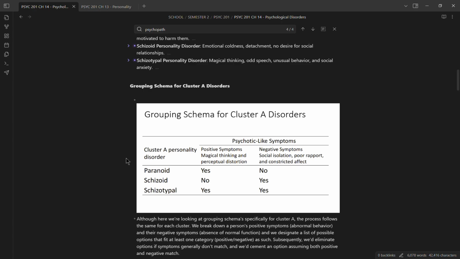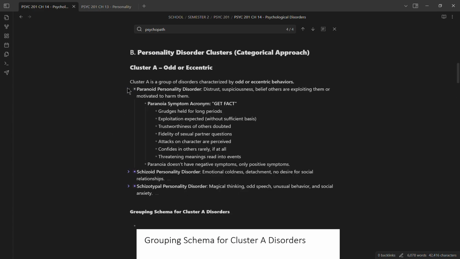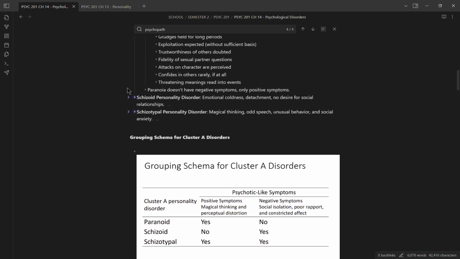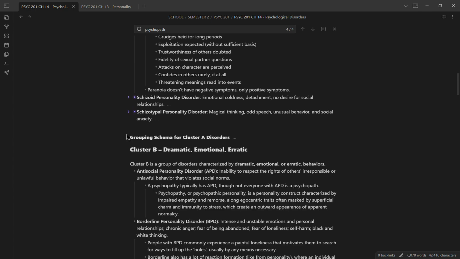We're looking at magical thinking, perceptual distortion. Paranoid doesn't really have that. Schizoid doesn't really have that. Schizotypal does, right? That magical thinking. The negative symptoms we're looking at are social isolation, poor rapport, and constricted affect. Paranoid doesn't necessarily have social isolation. Schizoid does, but again, schizoid doesn't have those positive symptoms, so we can't say yeah, but schizotypal does have these negative symptoms, right? Social isolation, poor rapport. So it is both the positive and the negative. It's likely that this person does have schizotypal personality disorder.